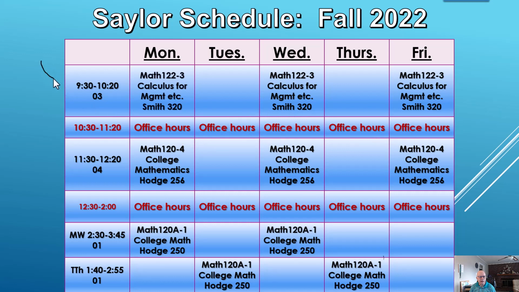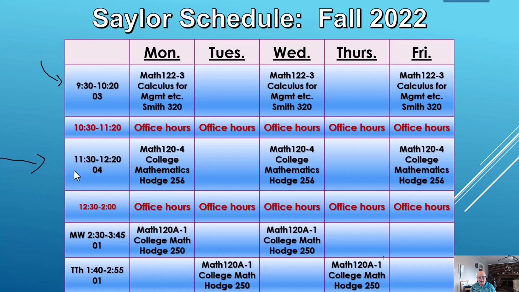Okay. So 9:30 Monday, Wednesday, Friday, I've got calculus for management and social sciences. It's also called business calculus. That's what I usually refer to it as. It's 122, just in case you're interested. And I have it Monday, Wednesday, Friday, 9:30. Following that, I go back to the office, Hodge 228, at the end of that hall. And I'm there for about an hour until I've got another class.